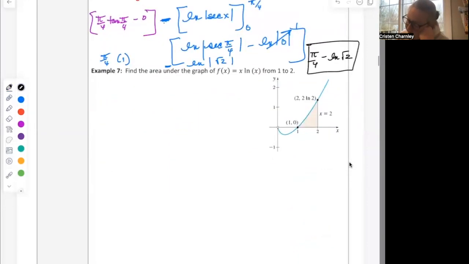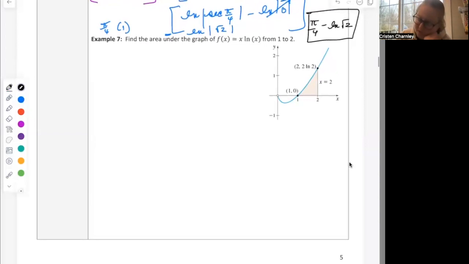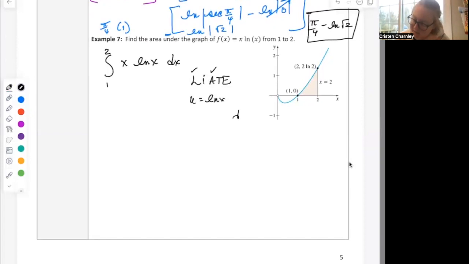Number 7, find the area under the graph of x ln of x from 1 to 2. So I know area is the integral from 1 to 2. Inside is x natural log of x dx. LIATE. We've got log, we've got algebraic. So u is going to be natural log of x. dv is going to be x. The derivative is 1 over x. v is x squared over 2. uv minus the integral of v du.